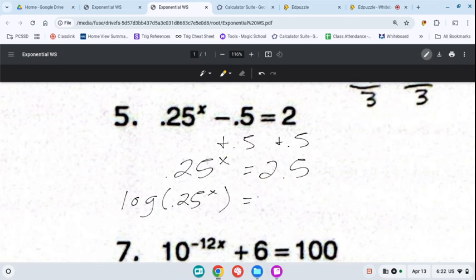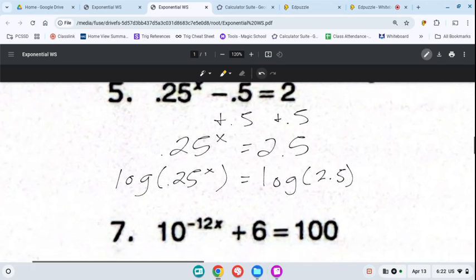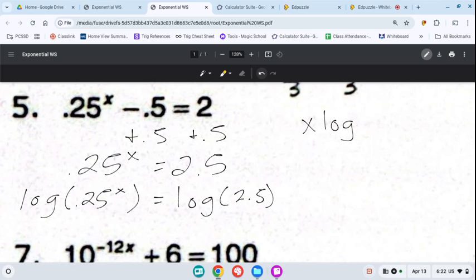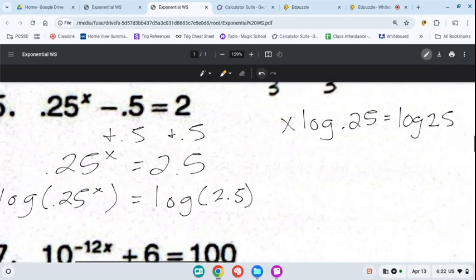Let's see, the log of 2.5. Sorry, my handwriting looks kind of crazy. I'm doing this by hand on my computer screen. All right, here we go again. We see that we have an exponent within our logarithmic function, so we move that to the outside and multiply it by the log of 2.5. Now I just divide it by the log of 0.25, because that's x times that logarithm of 0.25.